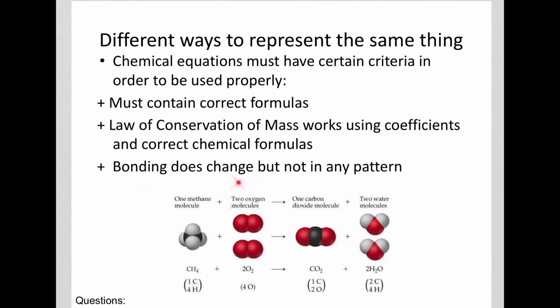The bonding does change, but not in any pattern. These are all single bonded. These are double bonded. Now this carbon has double bonded oxygens and single bonded oxygen to hydrogen. So it does change. We'll explore that a little bit later when we talk about energies. But it does change, and we don't have any particular pattern for that, so we're not going to use patterns to explore how these are going to be made.